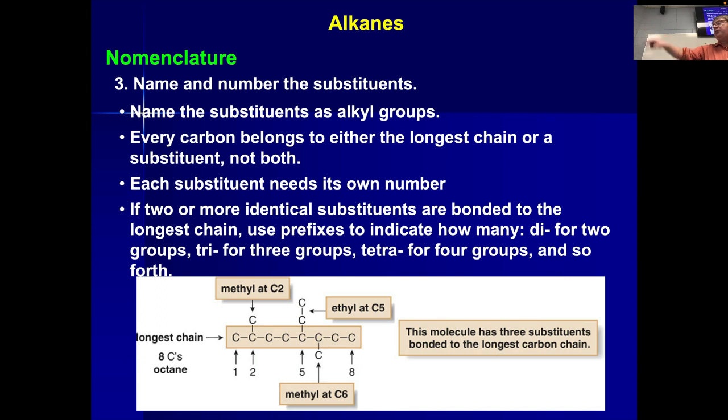Notice that two of those substituents are the same substituent. Both of them are methyl. I will not write that down as 2-methyl-6-methyl. I will write that as 2,6-dimethyl. And when we get to the name, you'll see how this works out. So you got to know di is 2, tri is 3, tet is 4, pent is 5. So if you had 5 methyl groups, it would be pentamethyl, whatever. Okay?